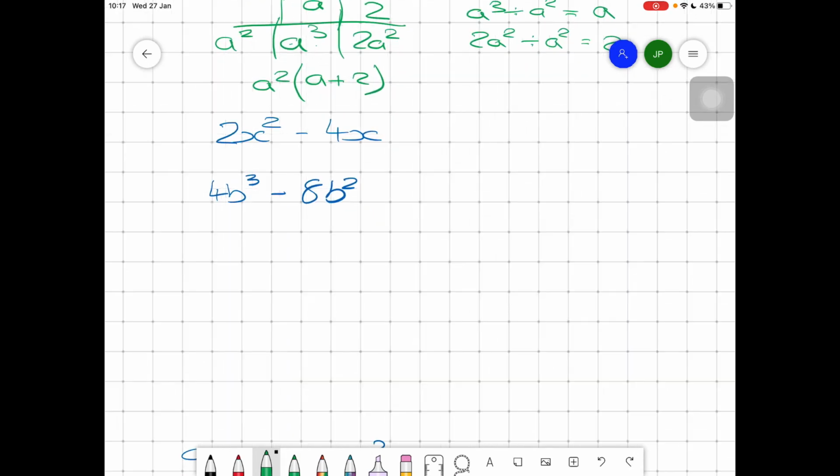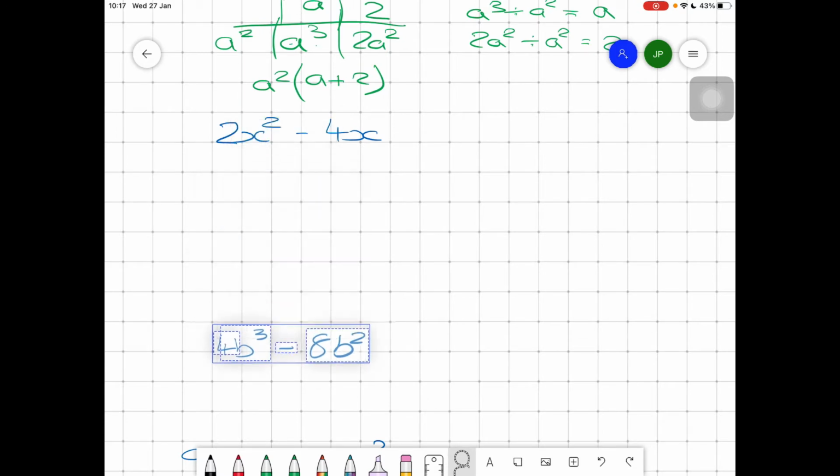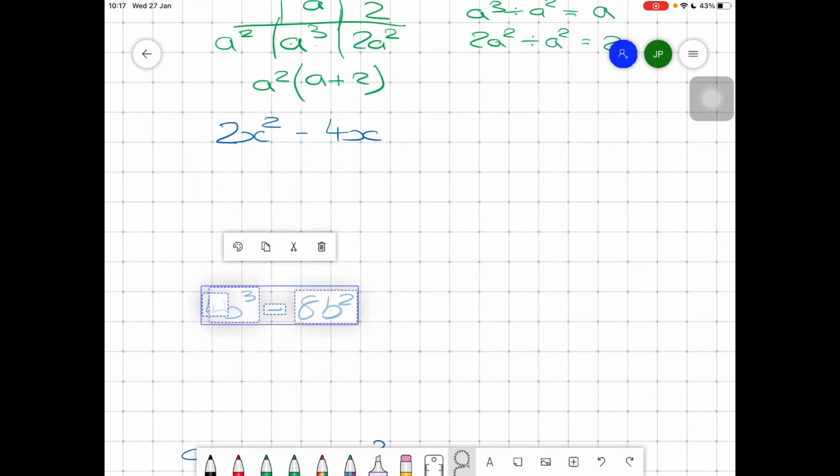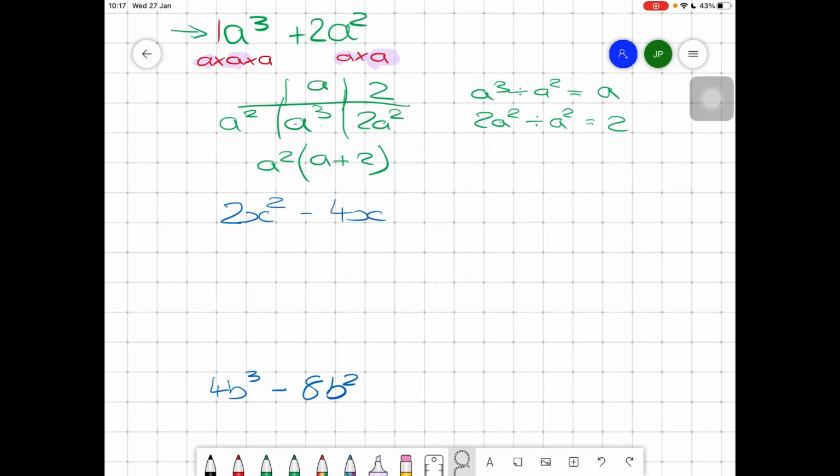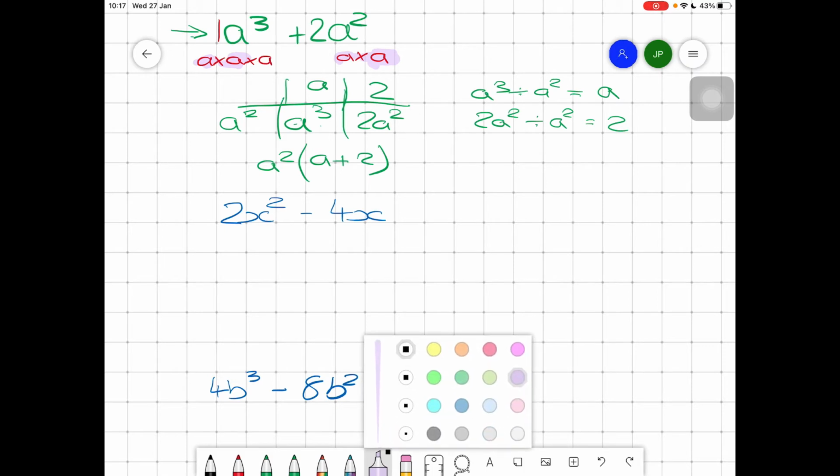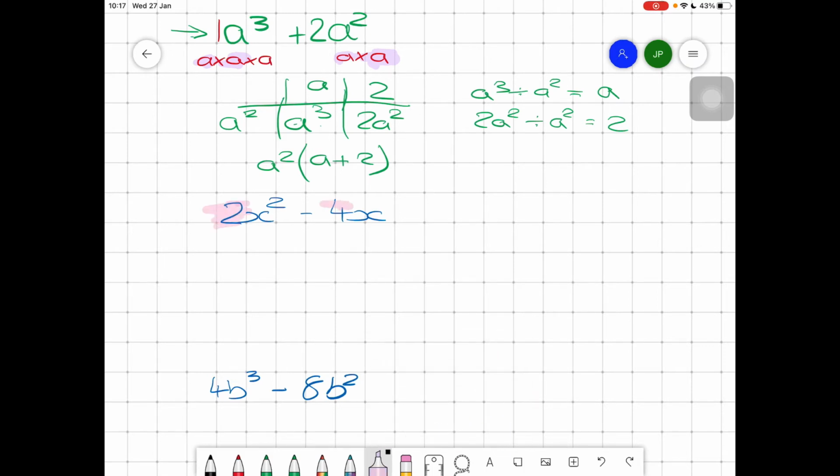Last little bit I want to look at, let's move this one down a little bit. So, slightly different now: 2x squared minus 4x. Now the big difference with this is I now have numbers in front of both terms. This means I now need to do what we did last lesson and what we've just looked at. So I need to find the highest common factor of 2 and 4, which in this case is 2. So I know I've got to take a 2 out.